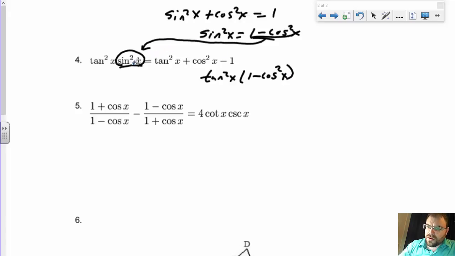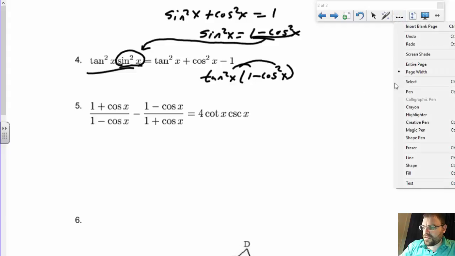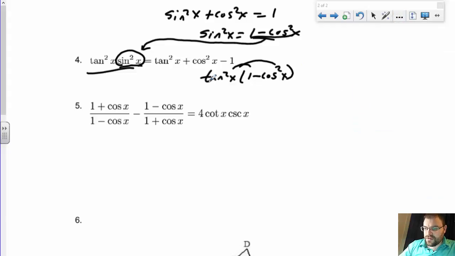Okay? Alright, and this, of course, I'll now distribute this tangent into here, because I can only work with the left side. That's what I'm working with. So let's do that. So tangent squared times 1 is tangent squared. And tangent squared times negative cosine is negative tangent squared x cosine squared x.